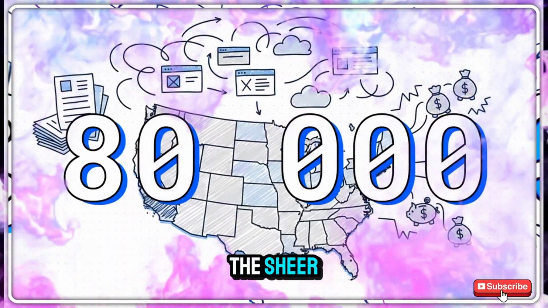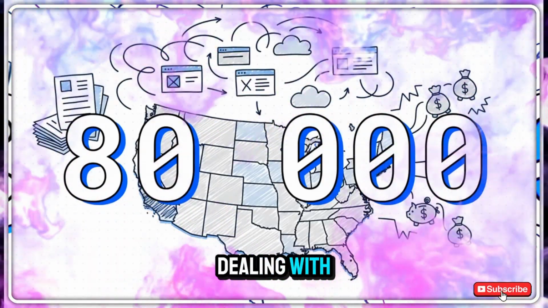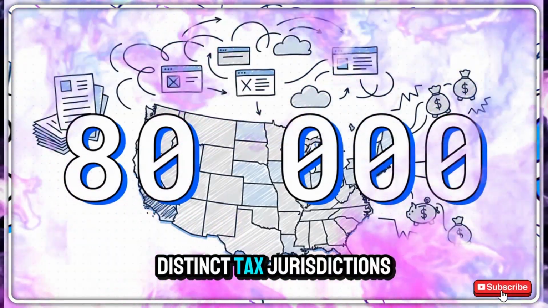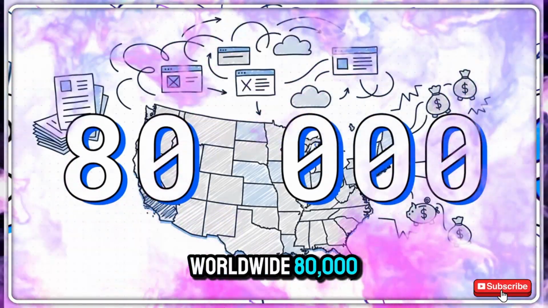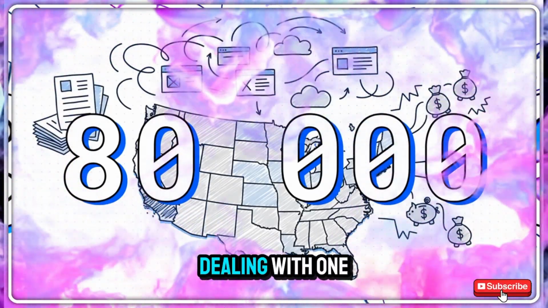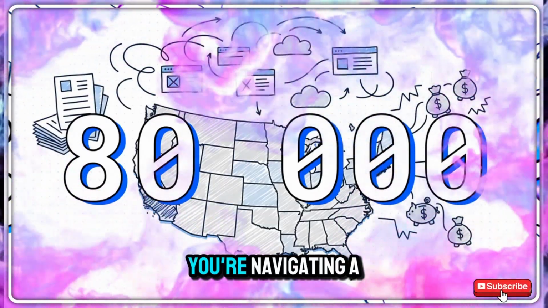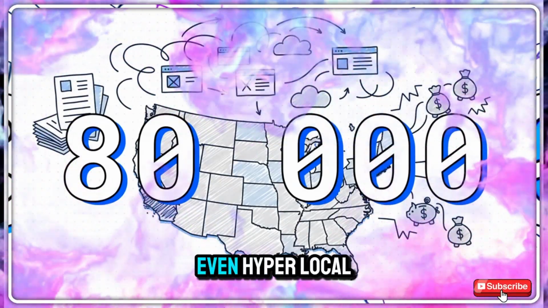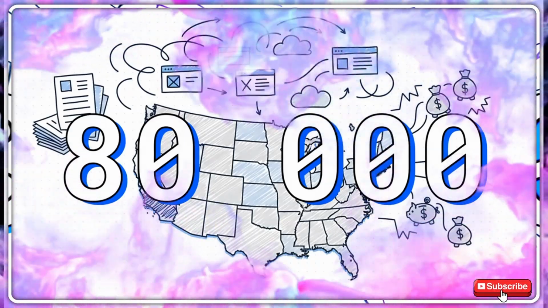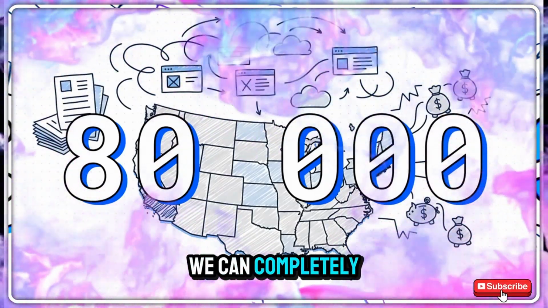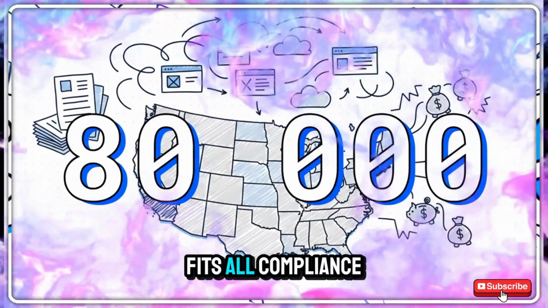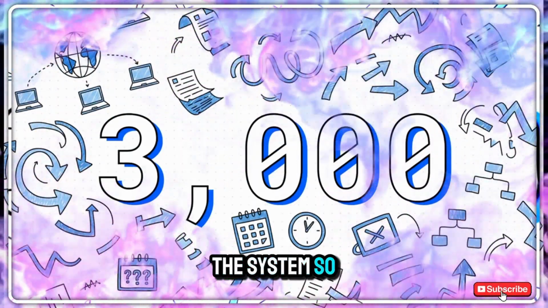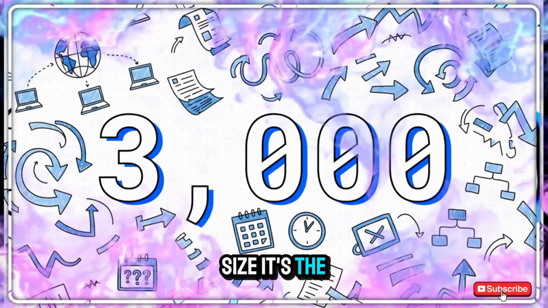Just to grasp the sheer macro-level scale of what we're dealing with, think about this. Compliance analysts track roughly 80,000 distinct tax jurisdictions worldwide. 80,000. When you sell into the US, you're not just dealing with one big federal umbrella. You're navigating a massive, fragmented maze of state, county, city, and even hyper-local district taxes. So right off the bat, we can completely toss out the idea of a one-size-fits-all compliance strategy. It's mathematically impossible.